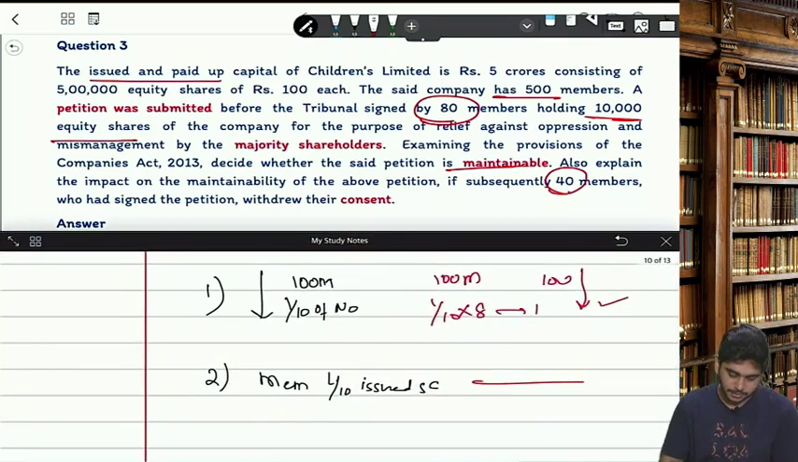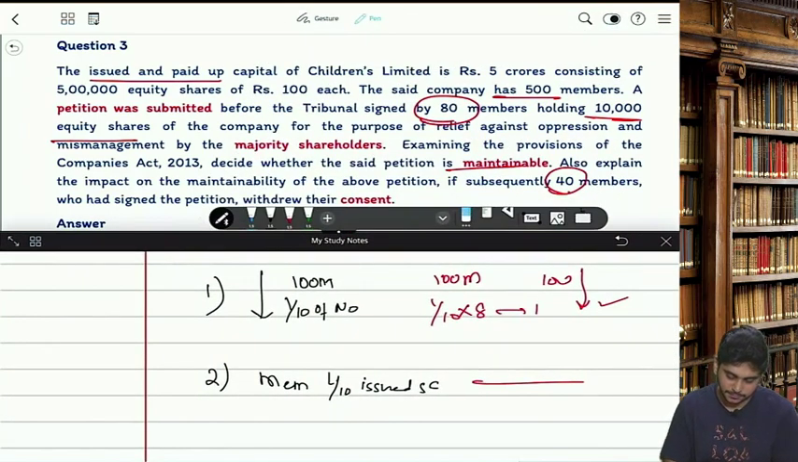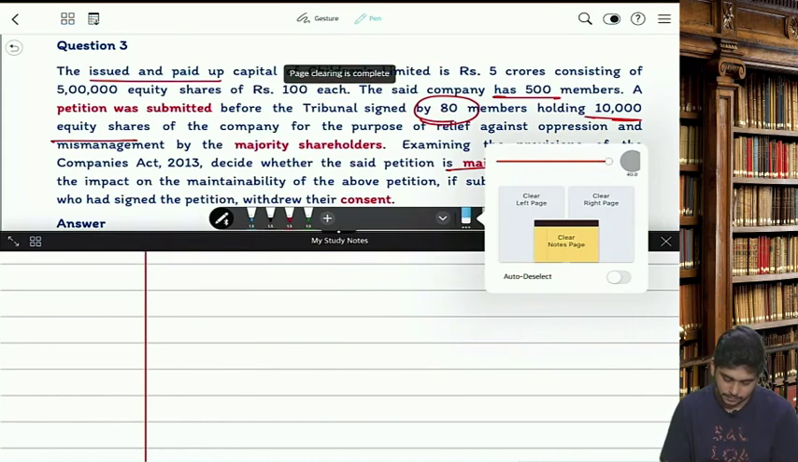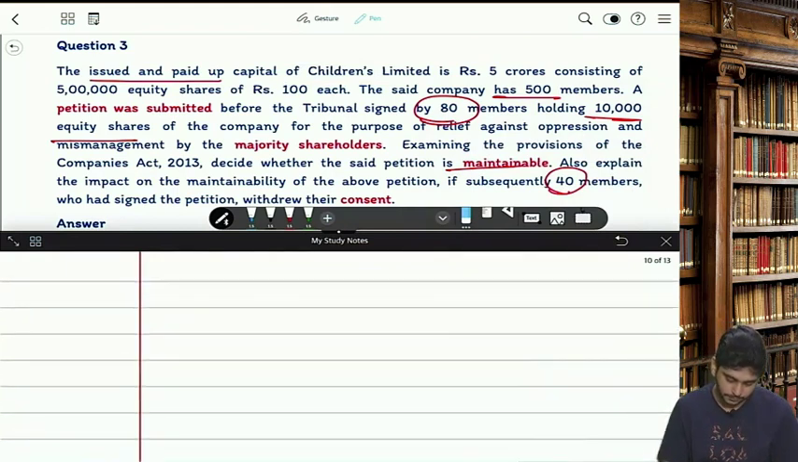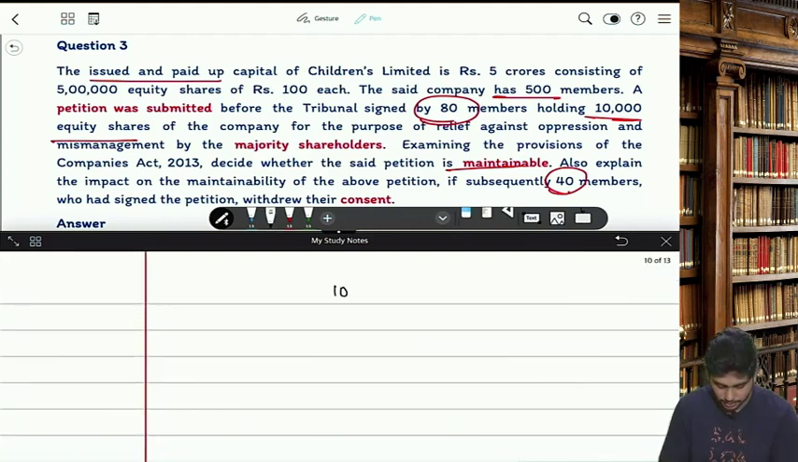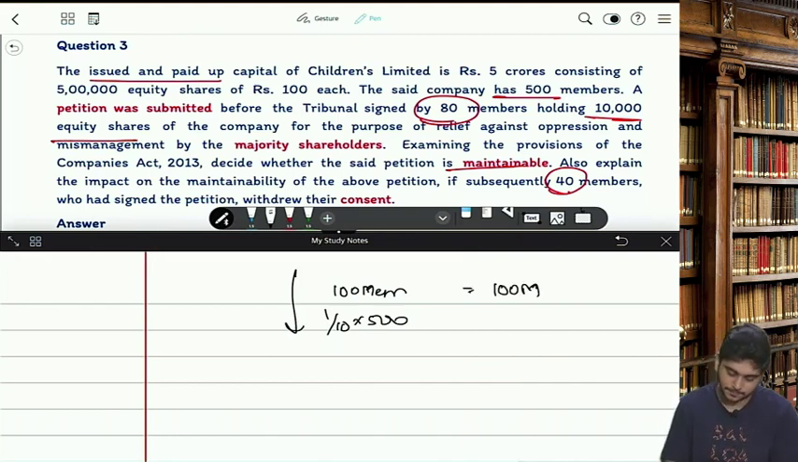So again, guys, which section is getting attracted? Again, 244. So 100 members or members holding 1/10 of issued share capital of the company. So let's see, 100 members, is it happening or not? 100 members or 1/10 of total number of members, 1/10 of 500, whichever is less. So 100 members, 50 members, whichever is less.